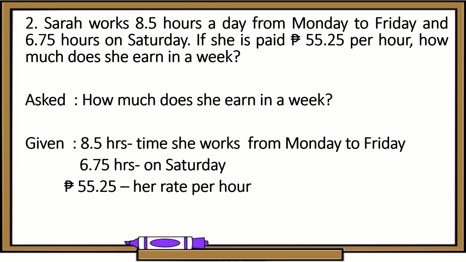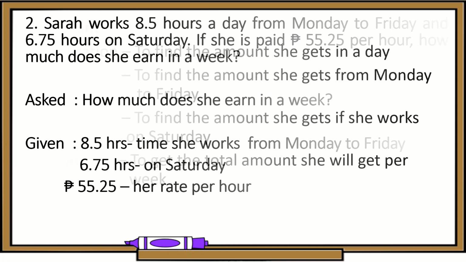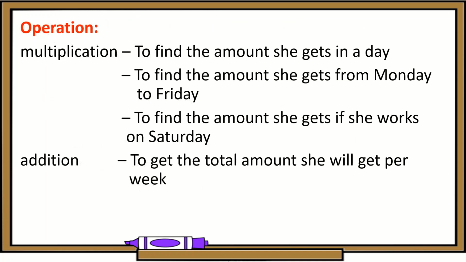Given, time she works from Monday to Friday, 8.5 hours. On Saturday, 6.75 hours. And her rate per hour is 55 pesos and 25 centavos. And for our operation, we are going to use multiplication to find the amount she gets in a day. Yun yung kanyang makukuha kada araw.